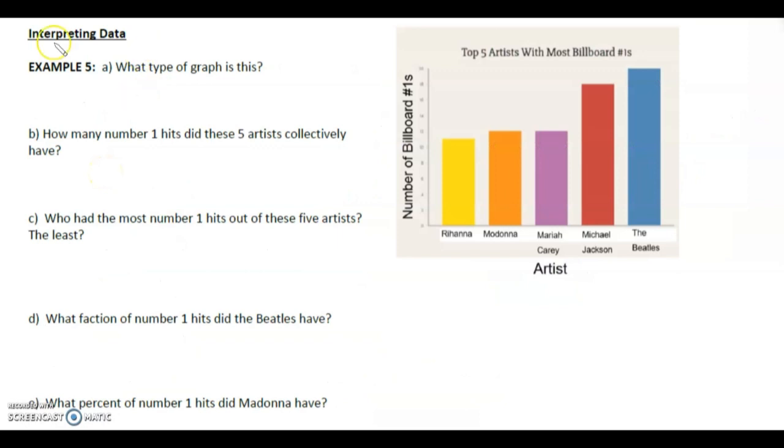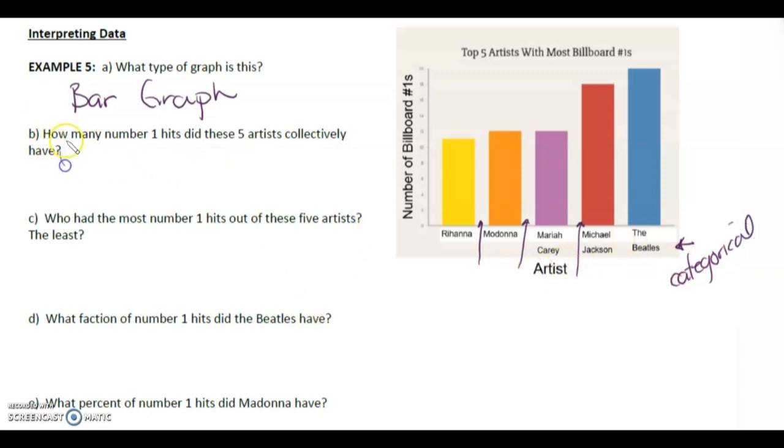Now we're going to talk about interpreting data with probability. So example 5, what type of graph is this? Okay, so this is a bar graph, and we can tell because there are spaces between the bars. If there were no spaces, it would be a histogram, but this is a bar graph. The other thing is we can tell here because these, Rihanna, Madonna, Mariah Carey, Michael Jackson, and the Beatles, this is not numerical. This is categorical. So it's like these are categories.